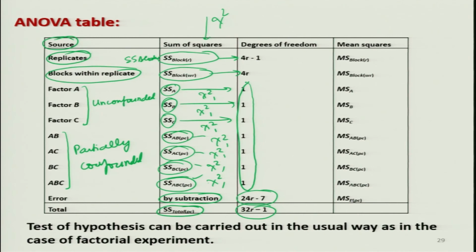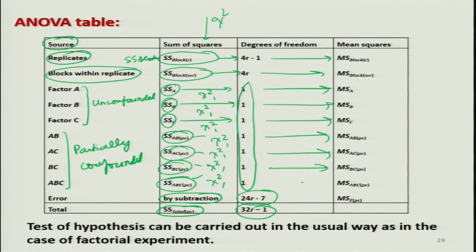Now you can obtain the mean square due to block due to replicate, mean square due to block within replicates, then mean square due to A, B, C, AB, AC, BC, ABC, and mean square due to error. That is simply obtained by the sum of squares divided by the degrees of freedom.